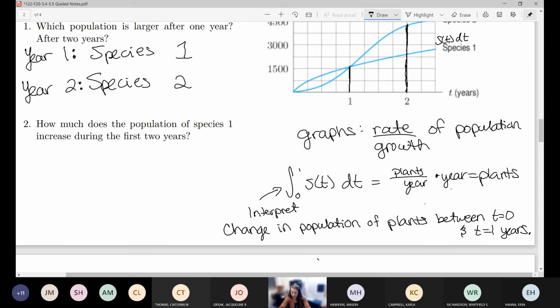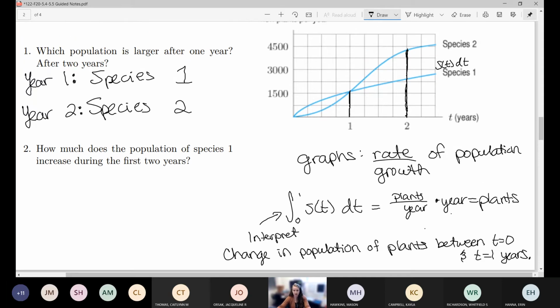So essentially, the integral is telling us a change in population. If we want to know the amount that a population has increased by, we want to look at the integral value, not the blue line value. The blue lines are the rate, but we don't care about the rate, we care about the actual amount of plants. So we need to know the integral values. If we want to know how much it changes in the first 2 years for species 1, we're just looking at this line here. And we're only going to year 2, so we essentially need to know the area underneath of that part of the function. So let's go ahead and count boxes again.